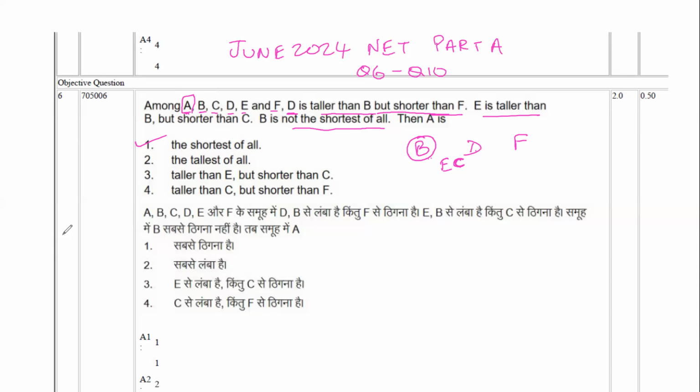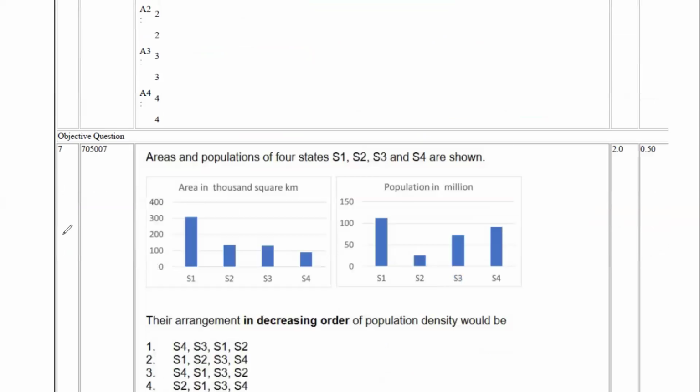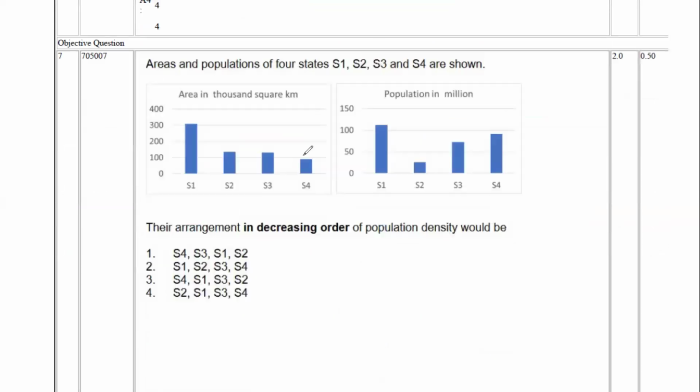Question 7. Area and populations of 4 states, S1 to S4. This is area in square kilometers. This is population in million. Arrange them in decreasing order, meaning from high to low, of population density. Population density would be population per area. Like 1 million in 1 square kilometer is the population density.